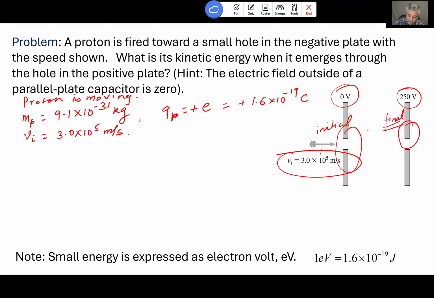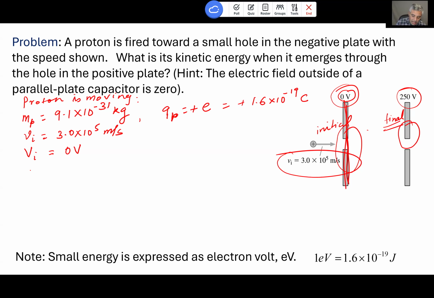How about the initial potential? Because we learned that the initial potential energy is equal to charge times the potential. So the potential here is 0 volt. See, it's showing right here in the diagram. If it is 0 here, it is 0 everywhere on the plate. It's a conductor, and a conductor has a constant potential. We learned that.